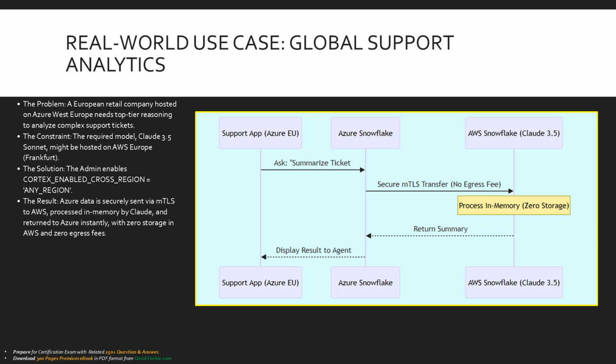Follow the data in this cross-cloud sequence diagram. The support app, living in the Azure EU environment, asks for a ticket summary. The Azure Snowflake tenant recognizes that cross-region is enabled and initiates a secure mTLS transfer to the AWS Snowflake region, hosting the Claude model. The critical phase is the process in-memory note over AWS. This guarantees no data spillage into the foreign cloud environment. Once computed, the summary flows back to Azure and is displayed to the agent. A multi-cloud, state-of-the-art AI pipeline executed flawlessly in milliseconds.